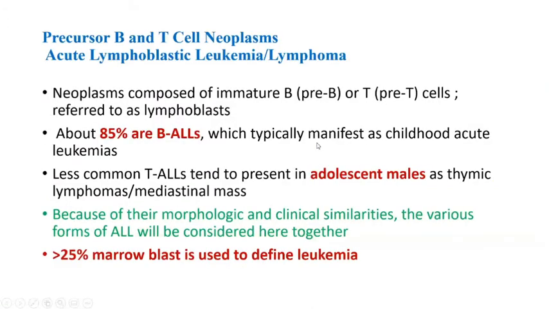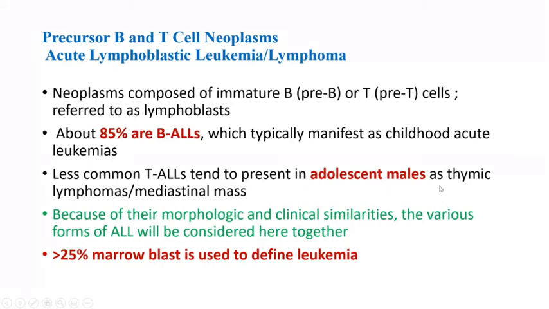Now coming to non-Hodgkin lymphoma, first we will discuss precursor B cell and T cell lymphoma. I will be discussing both B and T cell together because they share common clinical and morphological features. They are neoplasms derived from immature B and T cells, and they are known as lymphoblasts. Predominantly 85% are B cell because they express B cell lineage markers, and only a certain percentage are T cell.